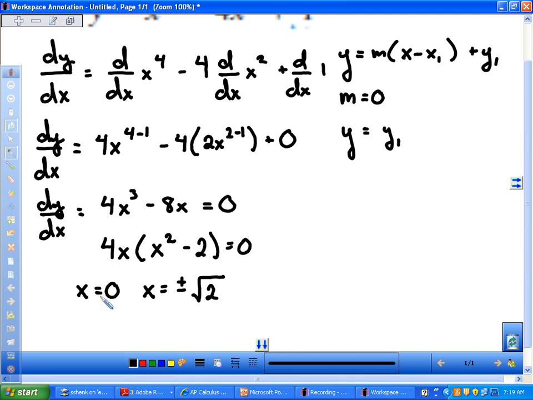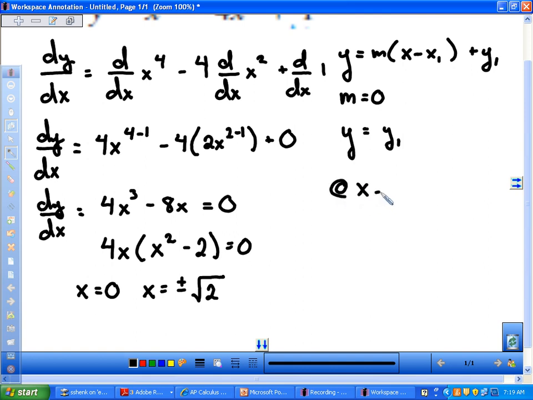For x equals 0, so therefore x equals 0. x squared minus 2 equals 0, so x squared equals 2. And now we got to take the square root of 2, but there's two of them. There's positive and negative. So our tangents will be horizontal, or our slope will be equal to 0 at these three x values. So what we need to do now is find their corresponding y values. Where are we going to go back to find the corresponding y values when x equals these three values? Back to the original function.